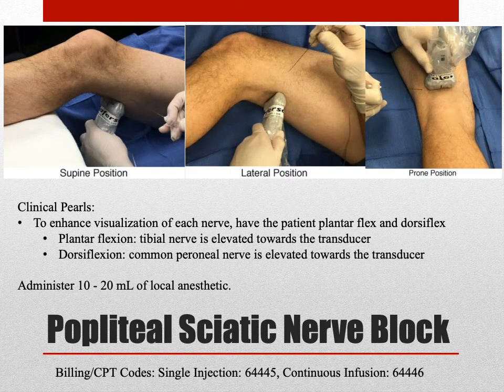Three different positions can be used to perform the popliteal sciatic nerve block. The patient may be supine, lateral, or prone. The needle is advanced in plane from lateral to medial. 10 to 20 milliliters of local anesthetic is used for this block.